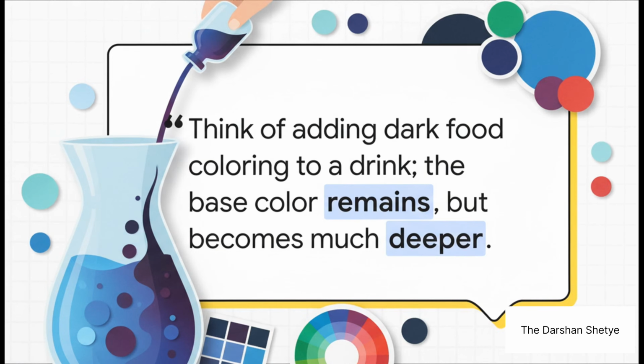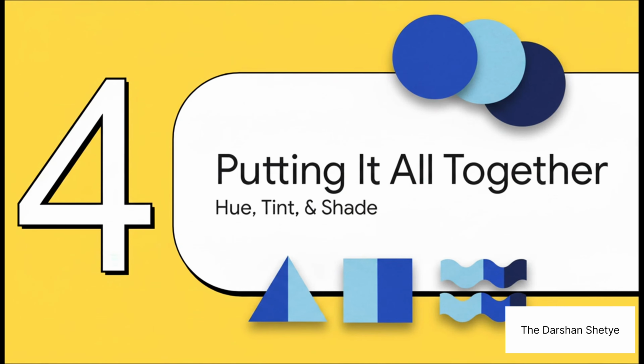This one's a great way to picture it, too. You have a glass of juice, that's your hue. Then you add just one drop of black food coloring. The drink is still juice, its core identity is the same, but the color is suddenly so much deeper and darker. You've created a shade. All right, so we've got our three core concepts down: the pure hue, the lighter tint, and the darker shade. Let's put them all side by side so we can get a super clear picture of how it all works.